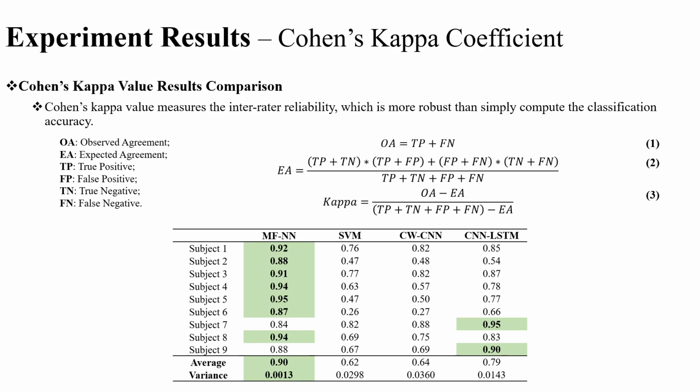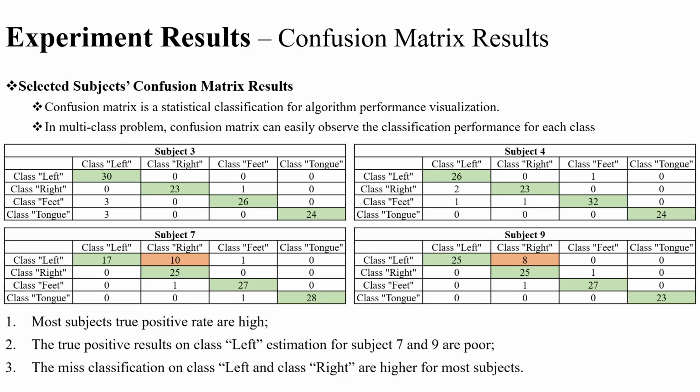Besides the accuracy, we also compare the Cohen's Kappa coefficient. As you can see in the table, our proposed algorithm is also highest in the Kappa value and lowest in the variance. Next, we analyze the confusion matrix to investigate the classification performance among all classes.